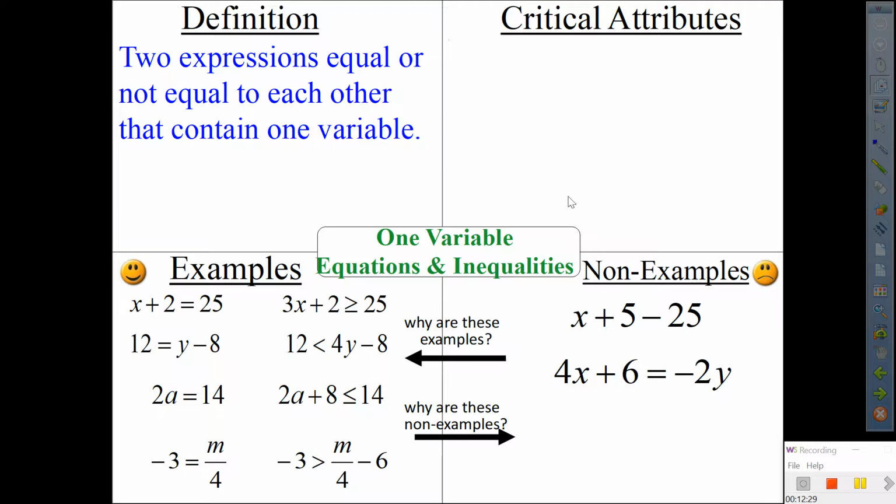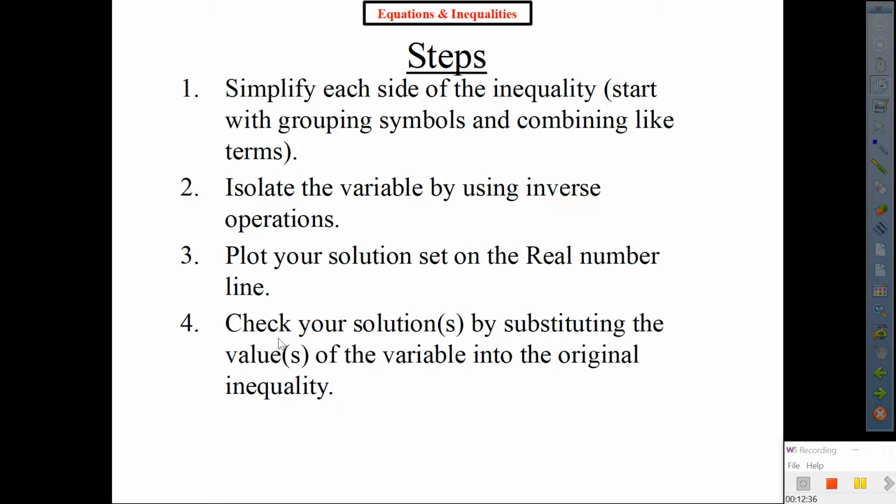All right, last time I asked you guys to write 4 steps. Remember those? Don't write these down. We already know these. Simplify, isolate, plot, and check. Have we been doing that for the home plate? Yes. We've been doing the entire process. We're going to continue today. However, for today, we're going to have something just a little bit different.